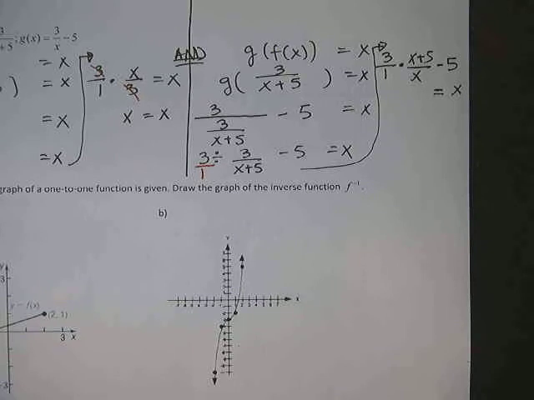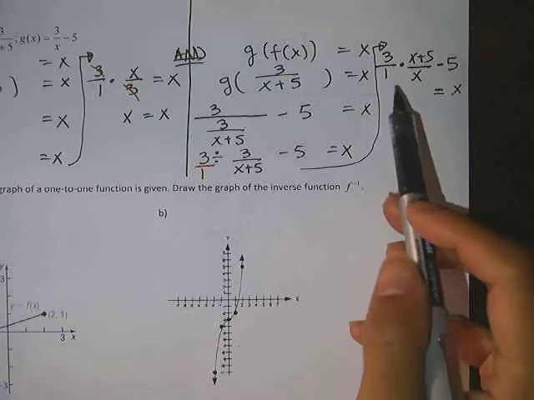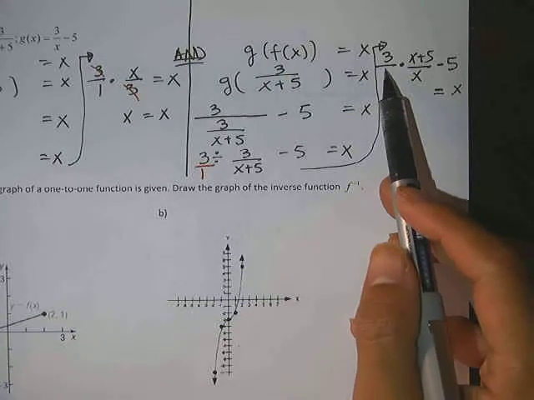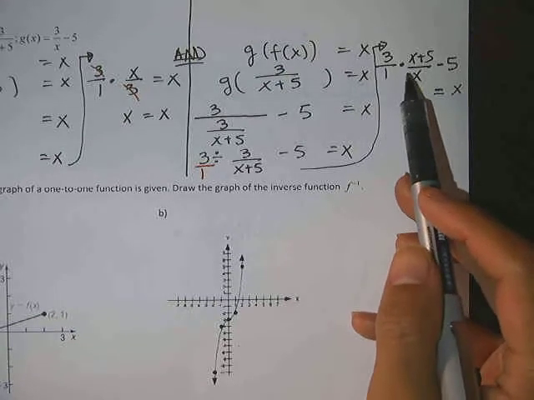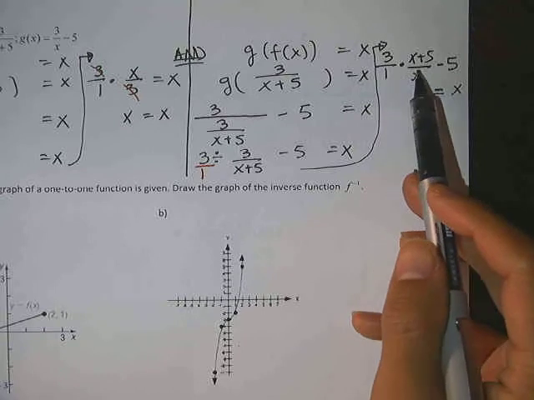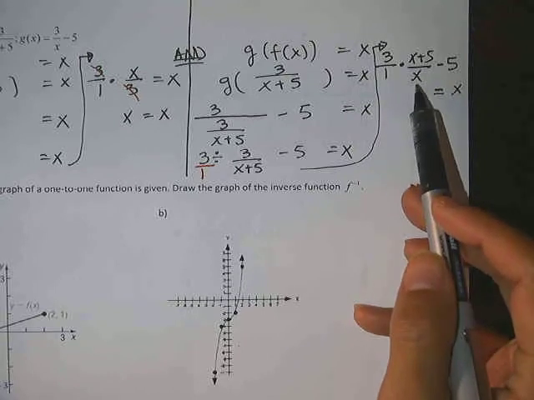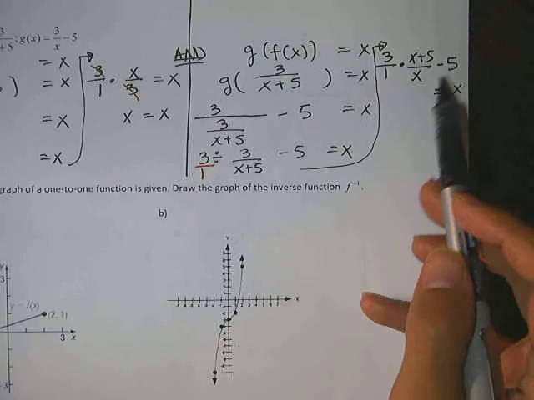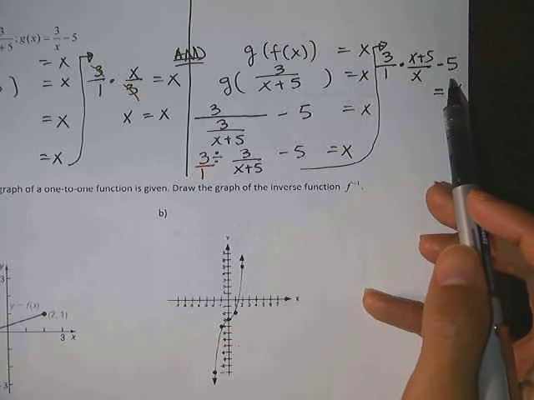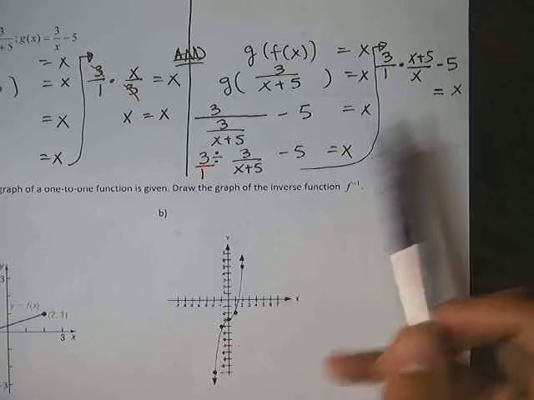Okay, so now what I have is 3 times the quantity x plus 5, all over x minus 5. So let's see what this is going to come out to be. Okay, I feel like something's wrong.